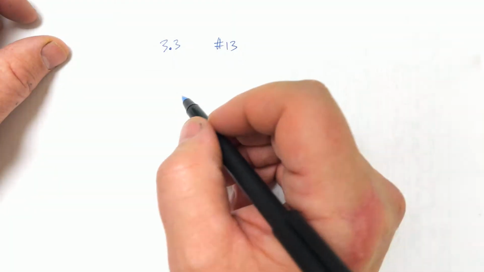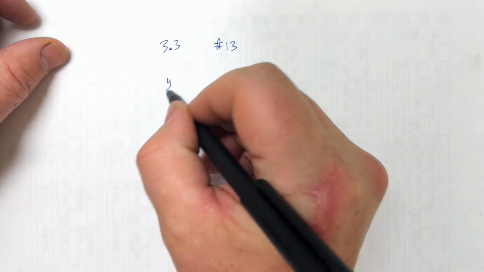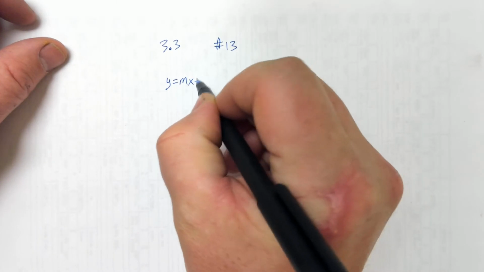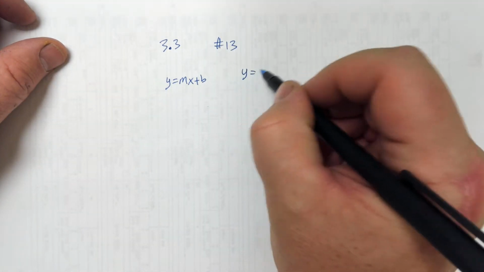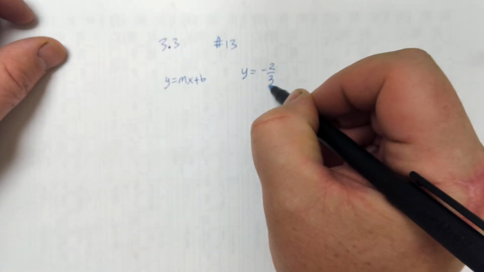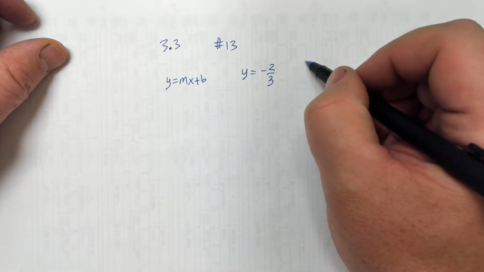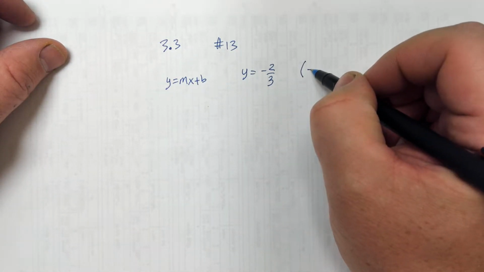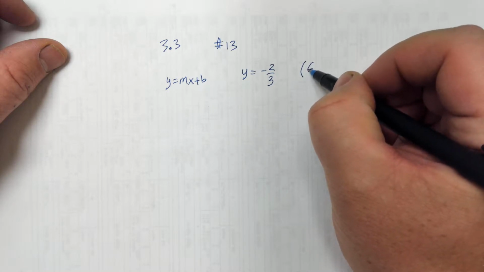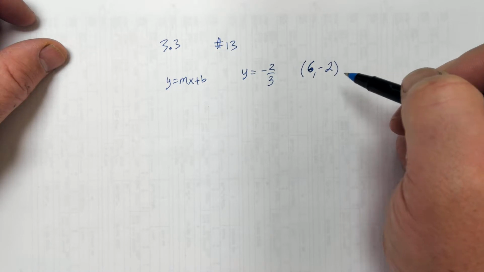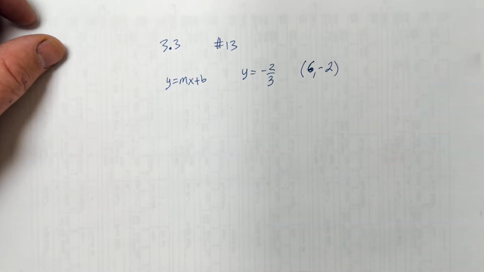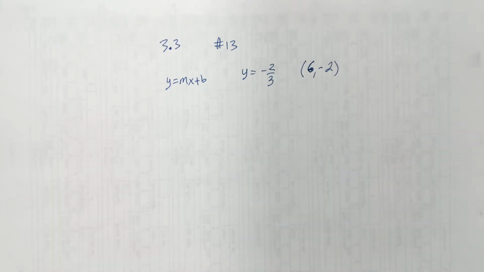All right. So for number 13, we still have to do the same thing. We have to write the equation of the line, right? But for number 13, here's the information it gives us. Negative 2/3 for the slope, and it gives us a point. It says it passes through 6, comma, negative 2. Did I write it all right? Is that what it says? Yeah. Okay. So Eminem, what about this one confused you?